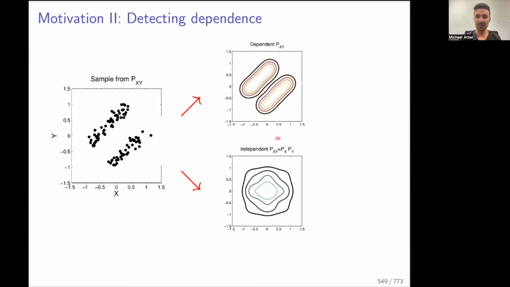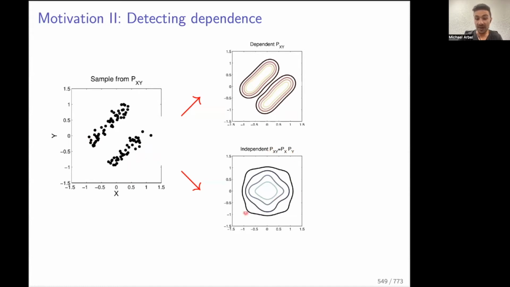You want to compare it to the density that is formed by taking the marginal of each dimension, the marginal of x and of y, and then multiplying them together, which corresponds to the case of independence. That would be the case if x and y were independent: then the joint density would be just the product of the marginals.